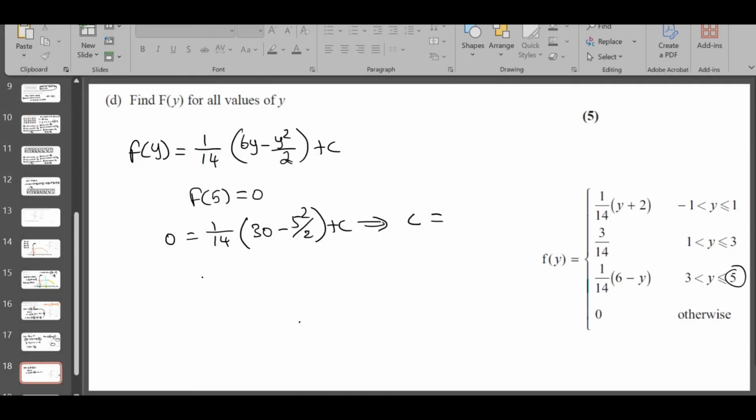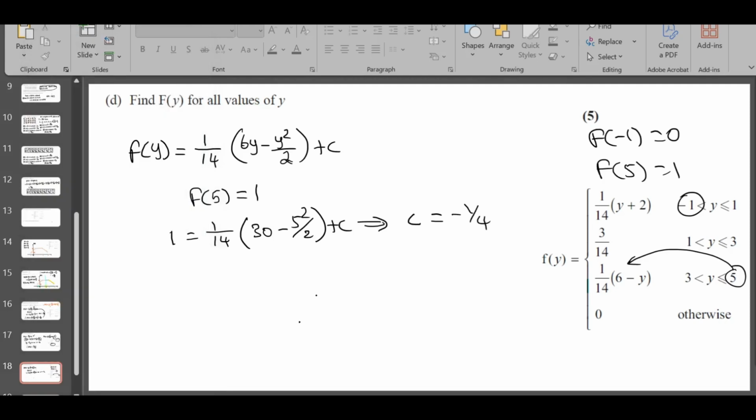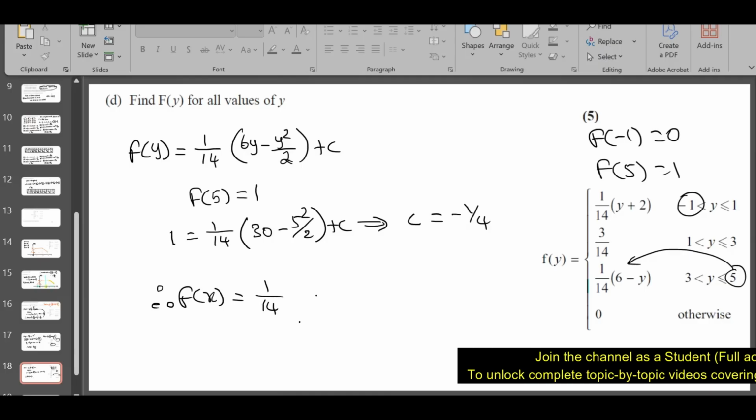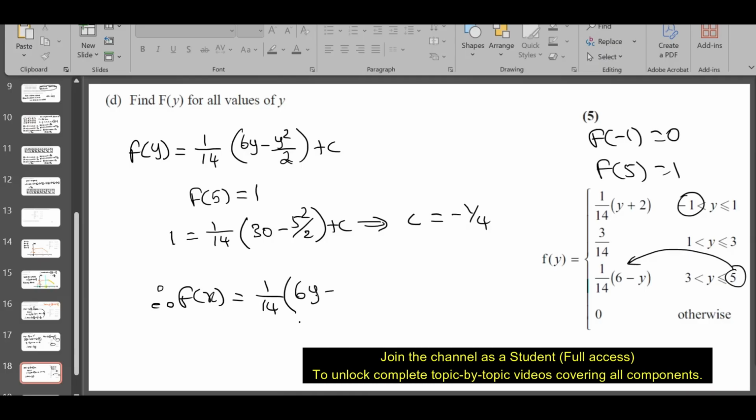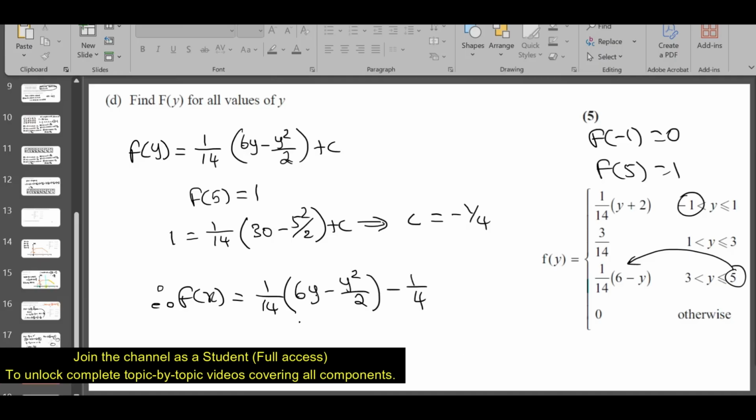Sorry, the condition is f of 5 is 1, right? Not 0. Because if you put the lower limit, that's 0. When you put the upper limit, it's 1, right? For cumulative. So 1 minus 5 over 4 is minus 1 over 4. Therefore, f of x is 1 over 14 times (6y minus y square by 2) minus 1 over 4.